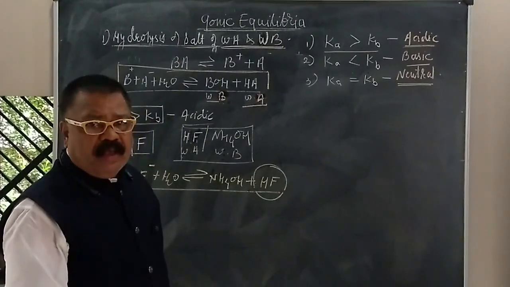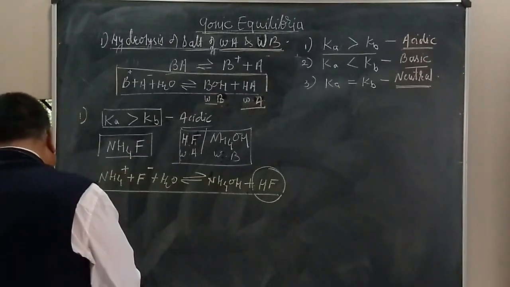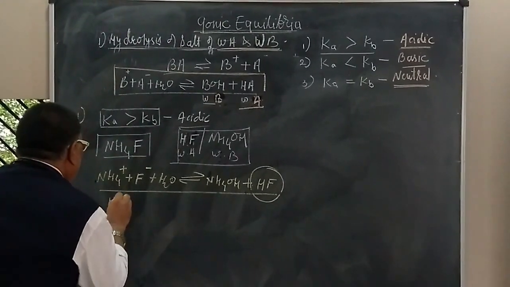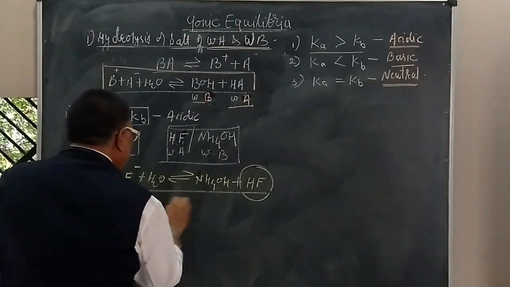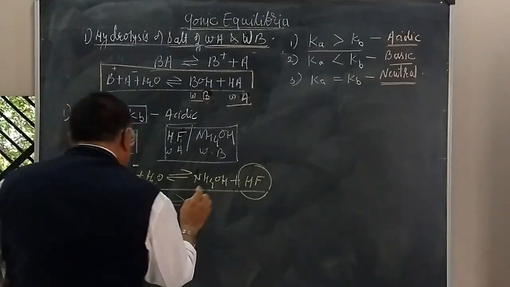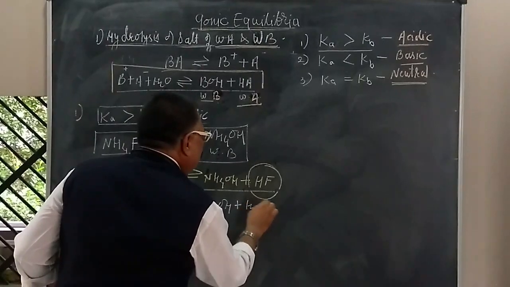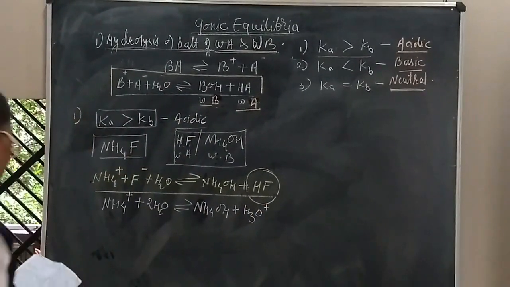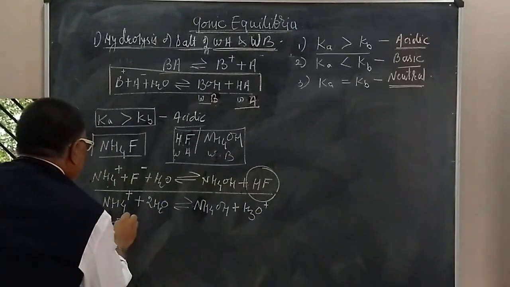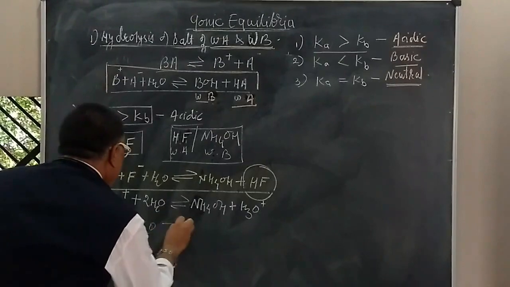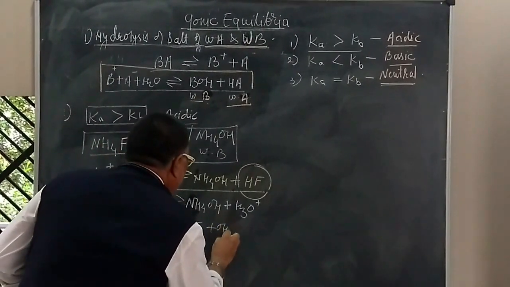Hydrogen fluoride का concentration ज्यादा है, it is stronger than the NH4OH. Then see that whatever the formation that we are getting over here, देखिए यहाँ पे क्या होगा, NH4 positive plus H2O gives the formation of NH4OH plus H3O positive. अगर ये फॉर्मेशन की बात होती है तो देखो F negative plus H2O, that gives the formation of HF plus OH negative.